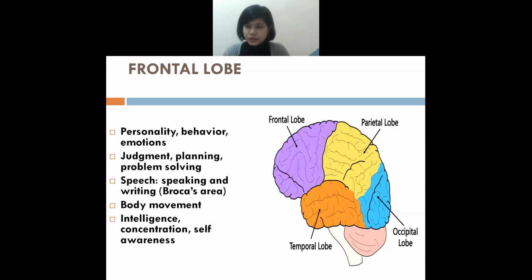Next is intelligence. It also helps you in intelligence, like for example, in your studies, in your academics. And next is concentration. It also helps you in concentrating on something, not only in studies but also in something else. So the frontal lobe helps you in full concentration.